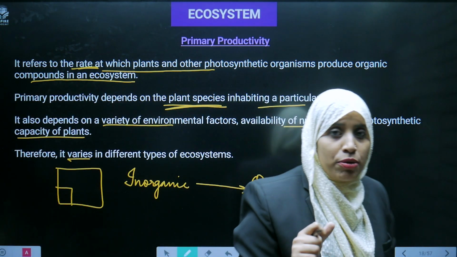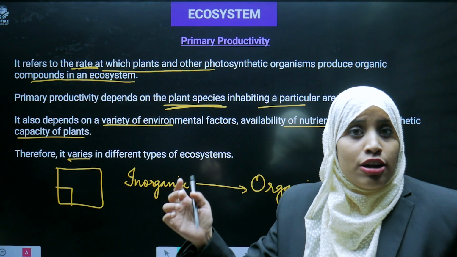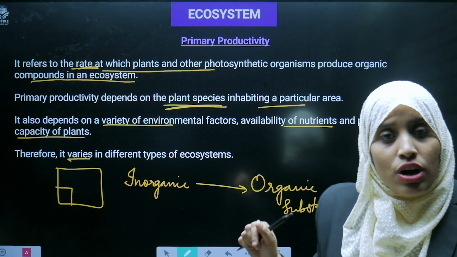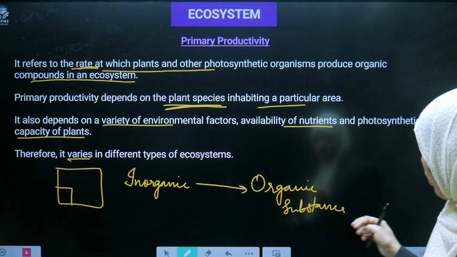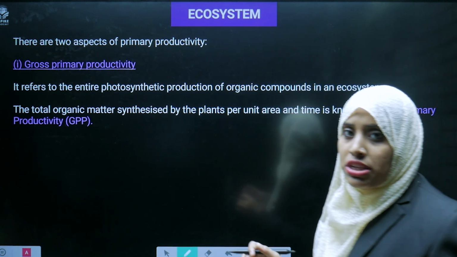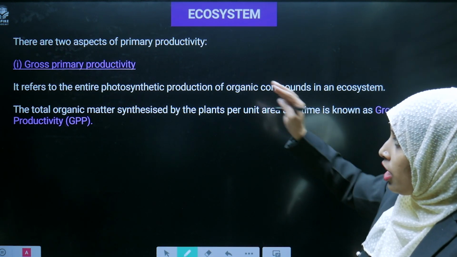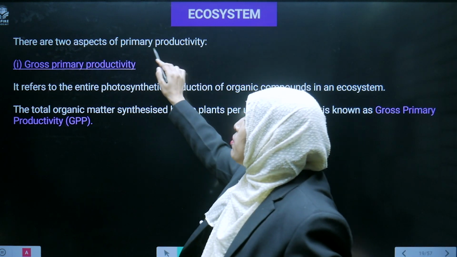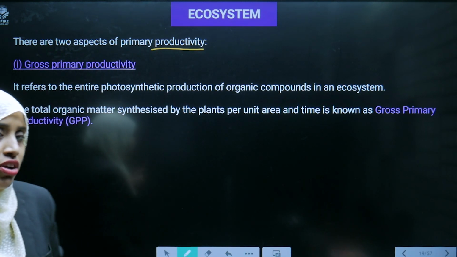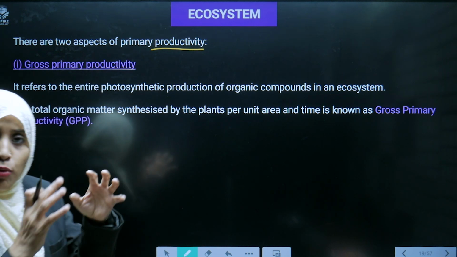Like if we take an example of tropical forest, temperate forest, grassland, so the tropical forest's primary productivity will be higher than the temperate. Okay, so in this way the primary productivity of the plant species differs, depending upon the ecosystem. So there are two aspects of primary productivity. We can classify this primary productivity as gross primary, gross meaning total.